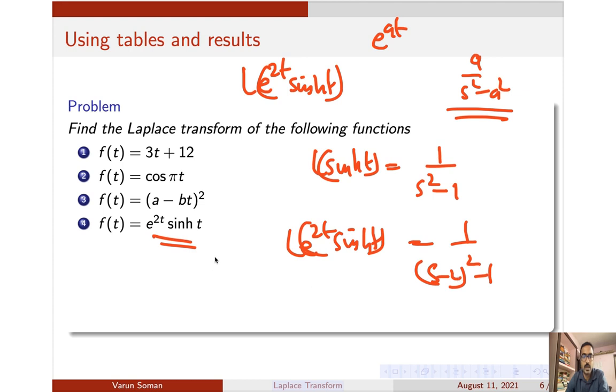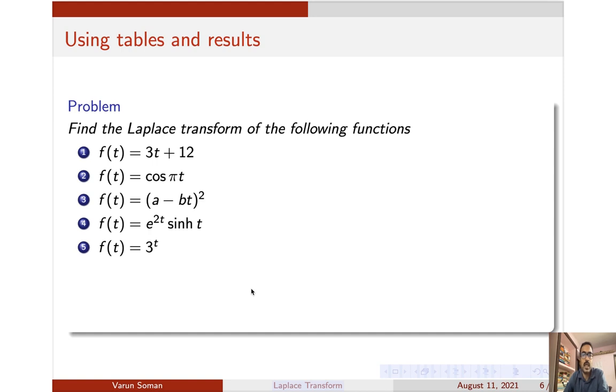You can simplify it. That is actually 1 by s square minus 4s plus 4 minus 1. So it is plus 3. Okay, so it's a very straightforward calculation. Now moving on to the next problem. F of t is equal to 3 raised to t.